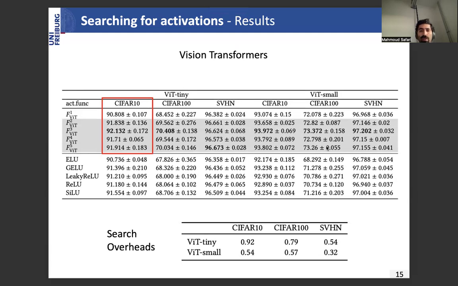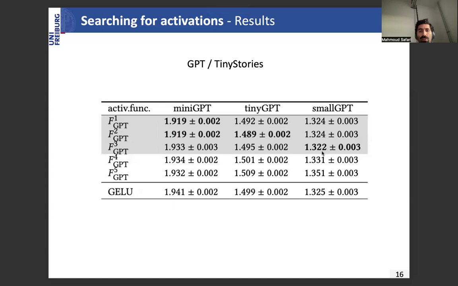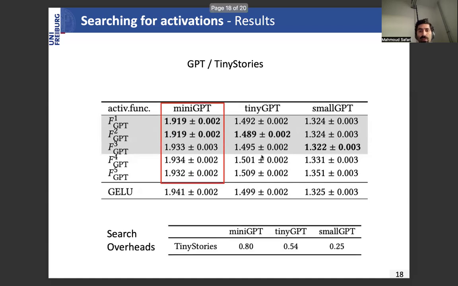These extremely small overheads in this case, which are all less than 1, are partly due to the reduced number of epochs during the search and the aggressive shrinking of the activation cell in the early stages of the search. Finally, we search on a small variant of the GPT architecture with 11 million parameters on the TinyStories dataset. And with an overhead of less than 1, we can identify 3 activations that outperform the default ReLU activation in this model. And this extends to larger variants with 30 million and 65 million parameters, respectively.